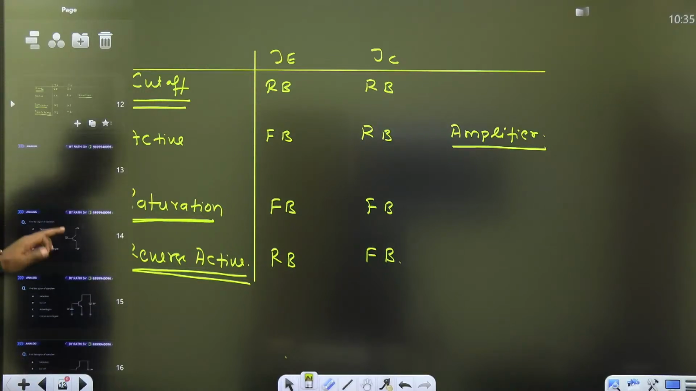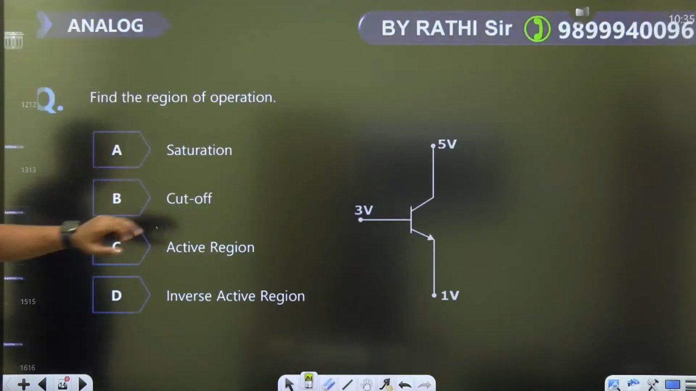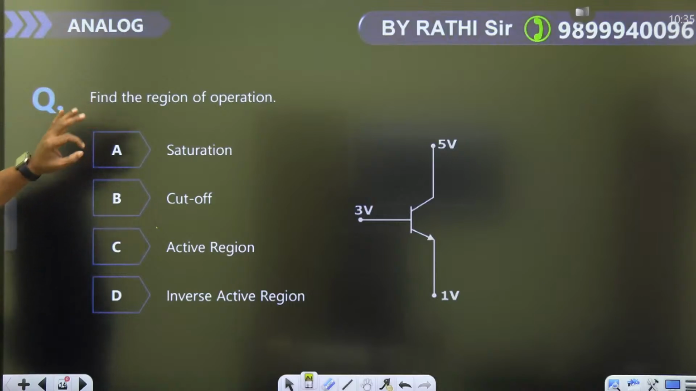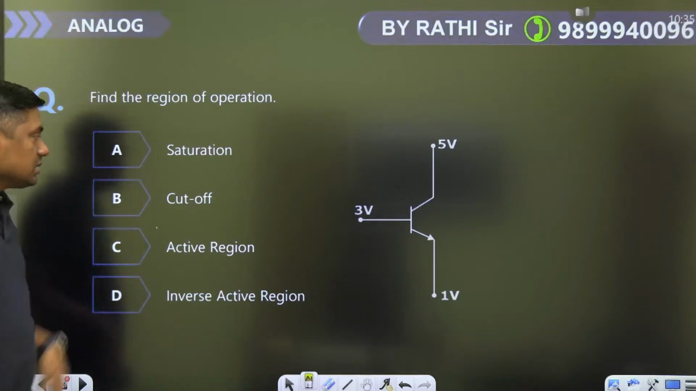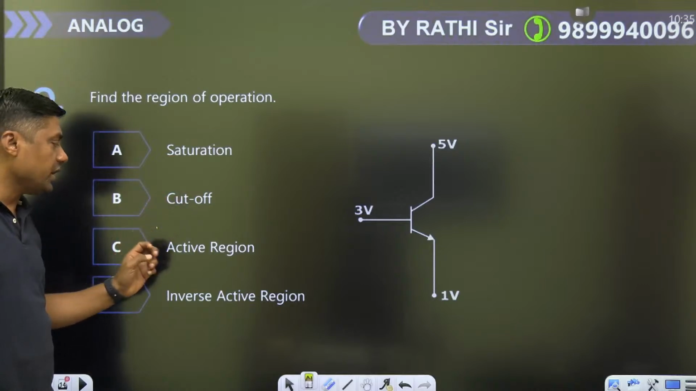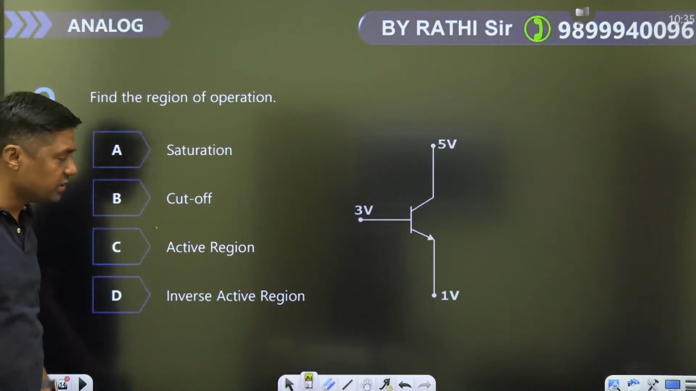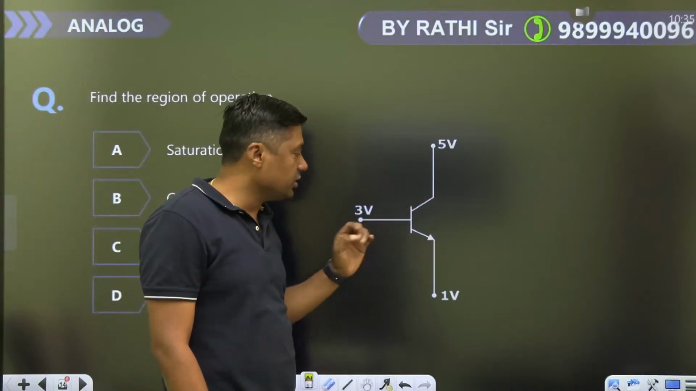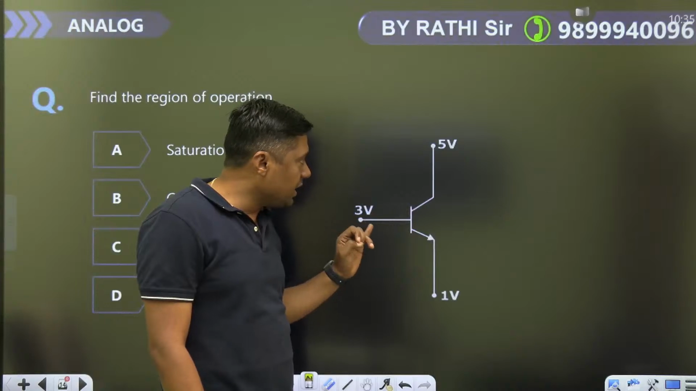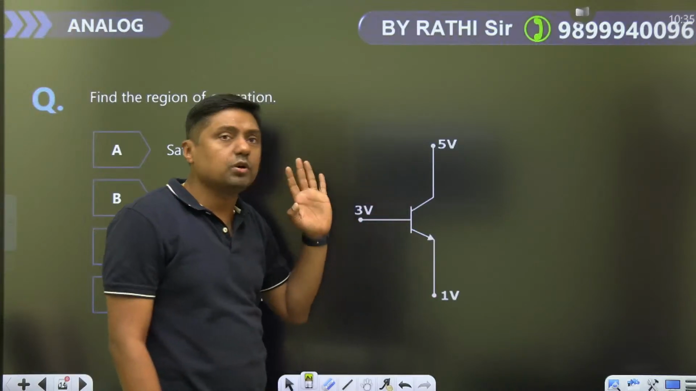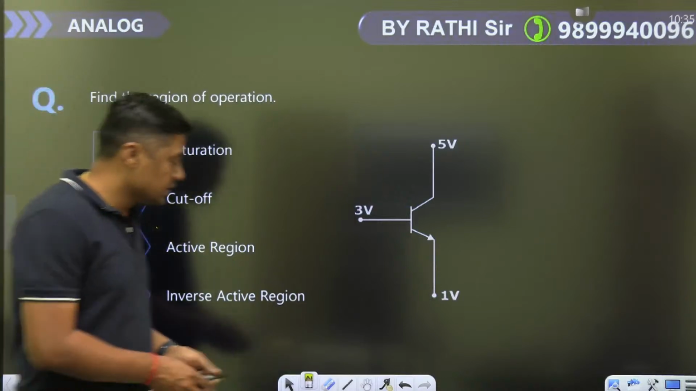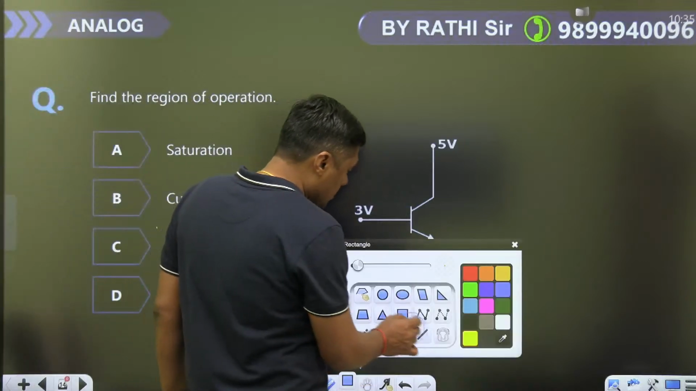ठीक है, आप अलग-अलग क्वेश्चंस में देखकर बताइए कि कौन-कौन से मोड में, जैसे बहुत ही बेसिक जाते हैं कि कैसे हम लोग डीसी की हेल्प से एडजस्ट कर सकते हैं। Find the region of operation: सैचुरेशन मोड में है, कट ऑफ मोड में है, एक्टिव रीजन मोड में है, या इनवर्स एक्टिव रीजन मोड में। ये है बीजेटी, राइट। यहाँ पर आप देखिएगा एक बीजेटी दिखाई दे रहा है। 3 वोल्ट की बैटरी यहाँ लगी हुई है, 1 वोल्ट की बैटरी यहाँ लगी हुई है, 5 वोल्ट की बैटरी यहाँ लगी हुई है। तो कमेंट्स बॉक्स में बताइए जरा ये कौन से मोड में है गाइस, in which mode?